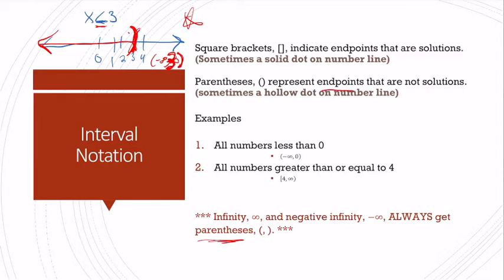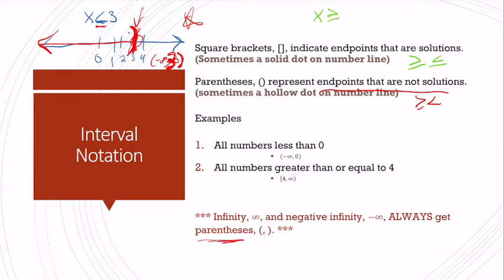So we use parentheses to represent endpoints that are not solutions. Sometimes that can be graphed as a hollow dot on the number line. Sometimes it's graphed like a parenthesis, but we use this with less than or greater than. Square brackets indicate that our endpoints are solutions. We use that with greater than or equal to or less than or equal to.